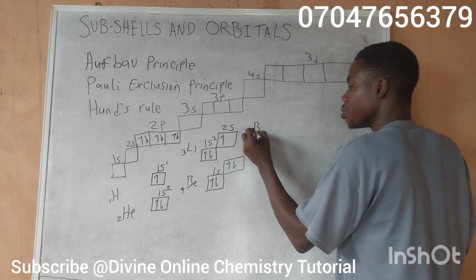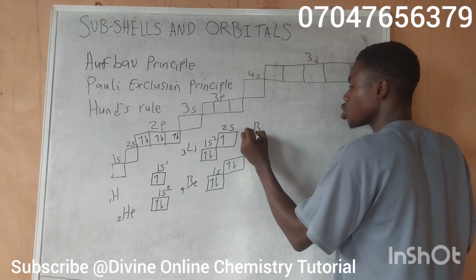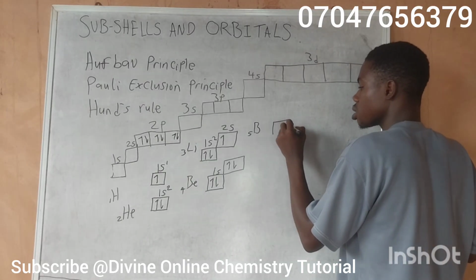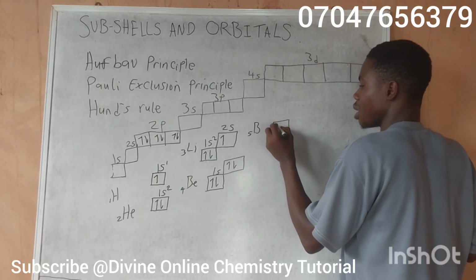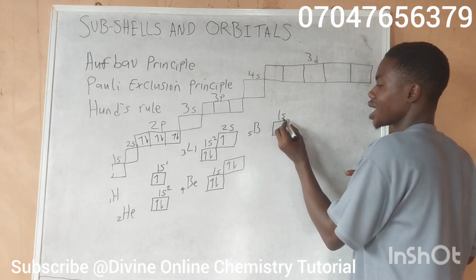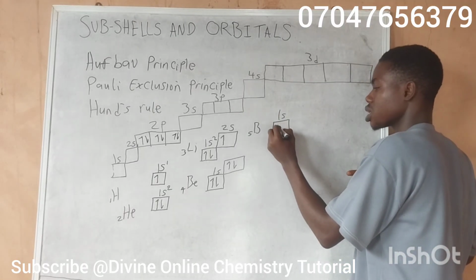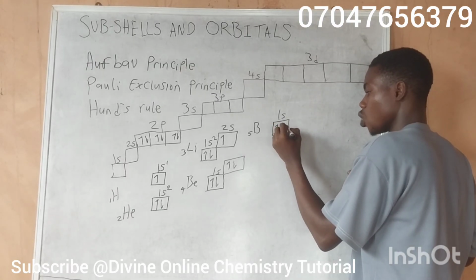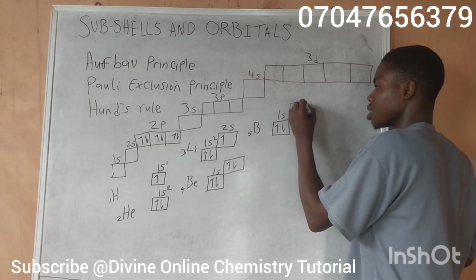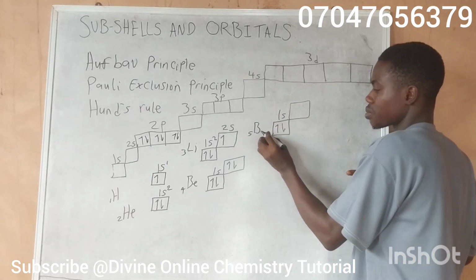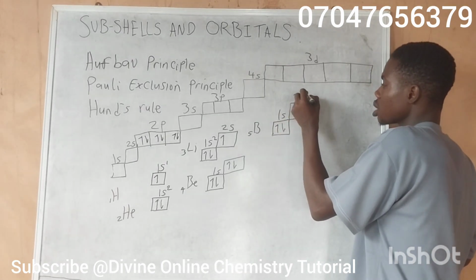Boron has atomic number 5. We start with the first orbital diagram, the 1s. Boron has atomic number 5, and the 1s can carry a maximum of 2 electrons. They must be in opposite form, one facing down, one facing up. Then introduce the next one. Don't forget it has 5 electrons. The next one is the 2s.